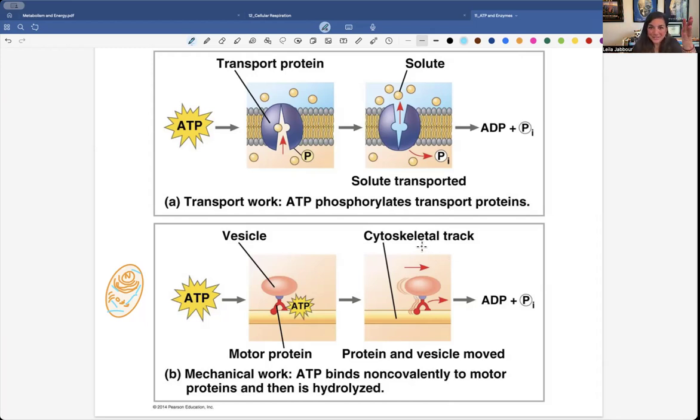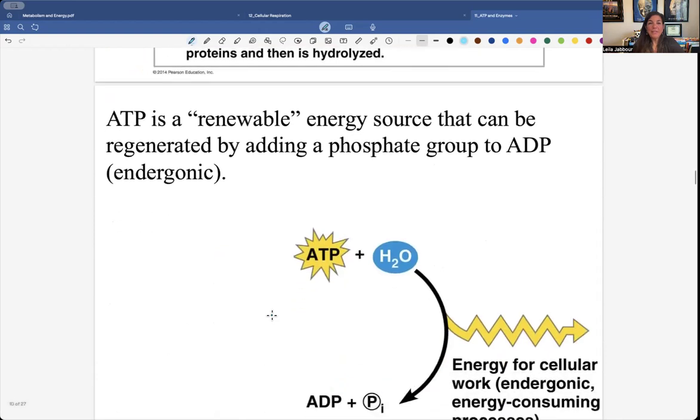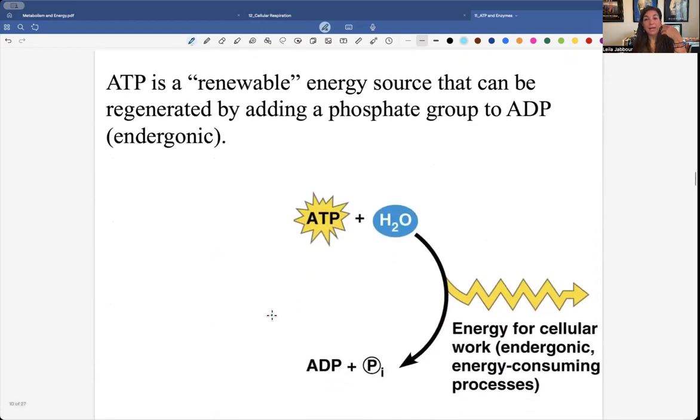So that movement, all this to say that the vesicles need energy to move from one place to another. So ATP used by vesicles to move, or actually used by the motor protein to move the vesicles down the cytoskeletal track, is an example of where ATP can be used. So ATP is a renewable energy source that can be regenerated by adding a phosphate group to ADP. So I had mentioned that.